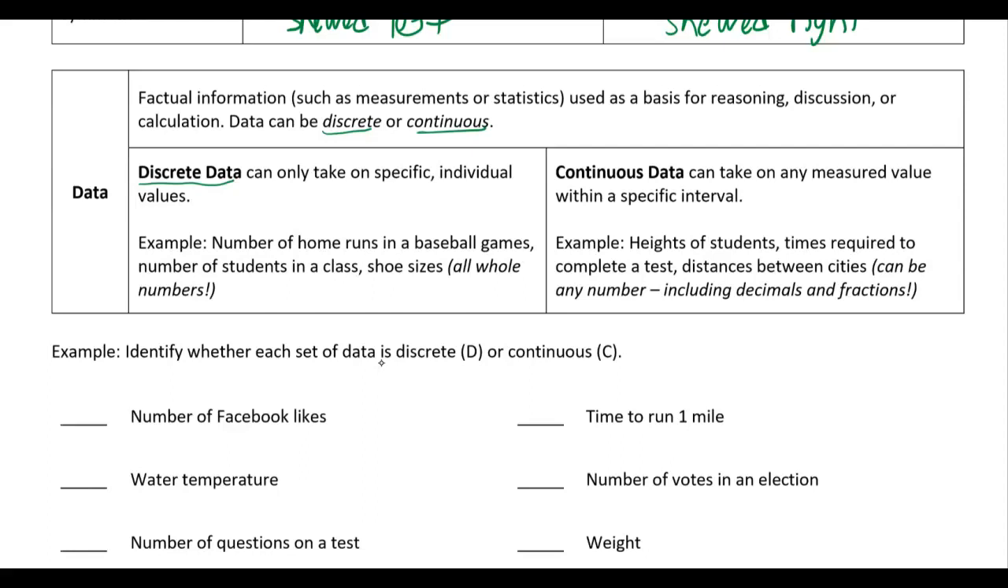All right, now that you've hopefully tried that, let's see how you did. Number of Facebook likes, that would be discrete. It has to be a whole number. Water temperature, continuous. That can fluctuate, go up and down. Number of questions on a test, that's a discrete value. That's a whole number. Time to run a mile, that's continuous. The clock is always running. Students can finish at any point. Number of votes, that's discrete. That's a whole number. Someone's weight, that's continuous. That can fluctuate. There is no set stopping interval.